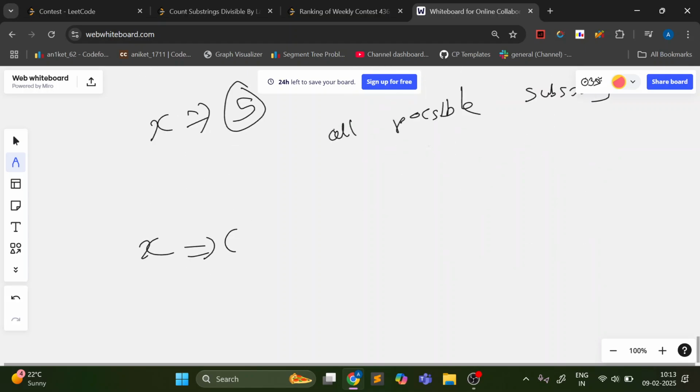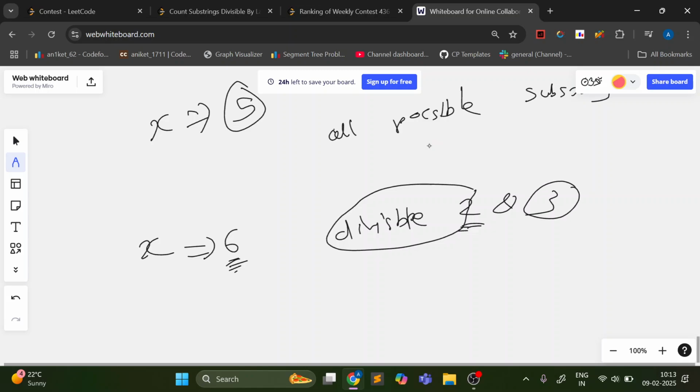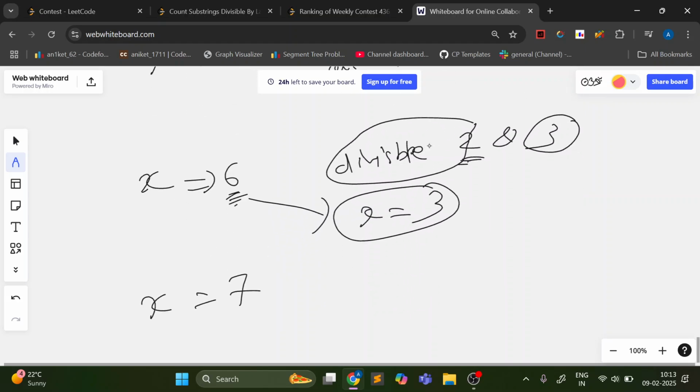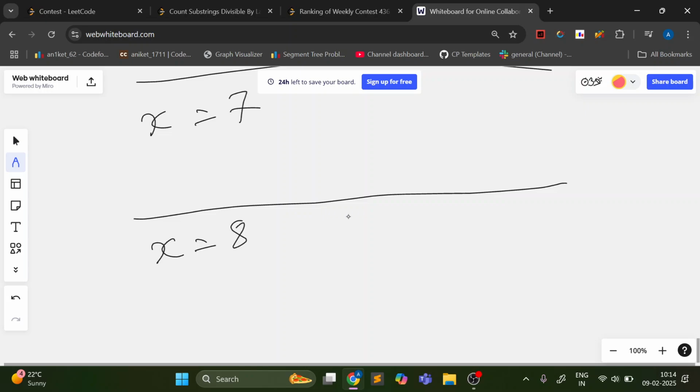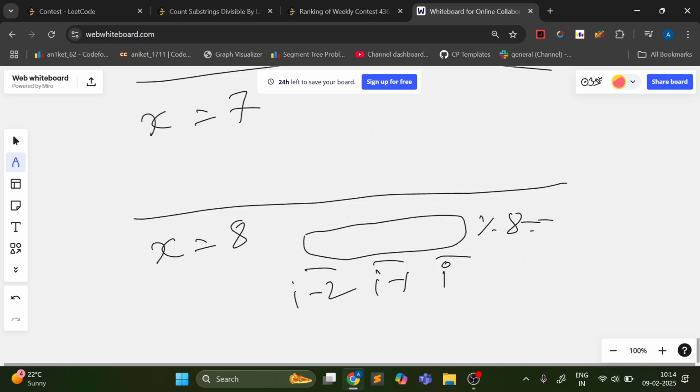Now when x is equal to 6, we need to check if the number is divisible by 2 and 3. It is already divisible by 2 because the last digit is 6 and it passes the divisibility test of 2. Now we only need to check the divisibility test for 3. So we can use the same logic as x equal to 3. Now x equal to 7 is the tricky part. Let's ignore it for now. It has different logic. Now x equal to 8 is when we take the last three digits, so i, i minus 1, i minus 2. The number formed by these three digits should be divisible by 8. If it is, all the substrings are divisible by 8.